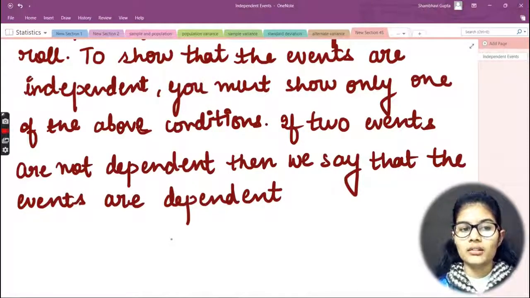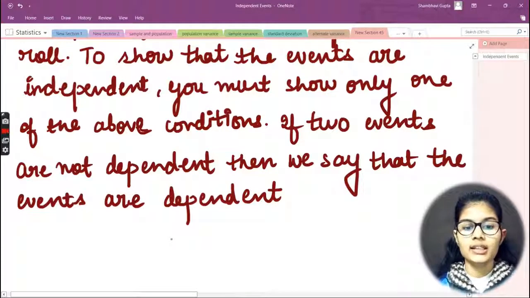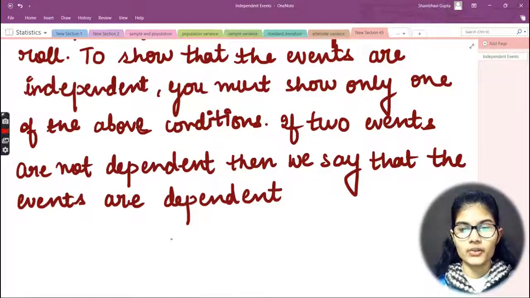Now, the sampling which we have here can be done in two ways, that is with replacement or without replacement. So these are the two methods with the help of which this sampling can be done. The first one is with replacement, and the second one is without replacement. We'll be seeing both of these in detail in the next video.